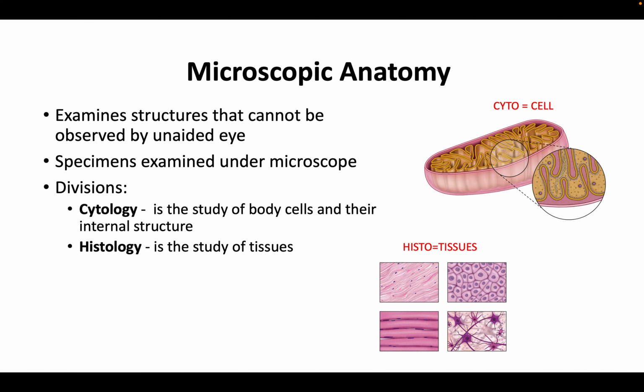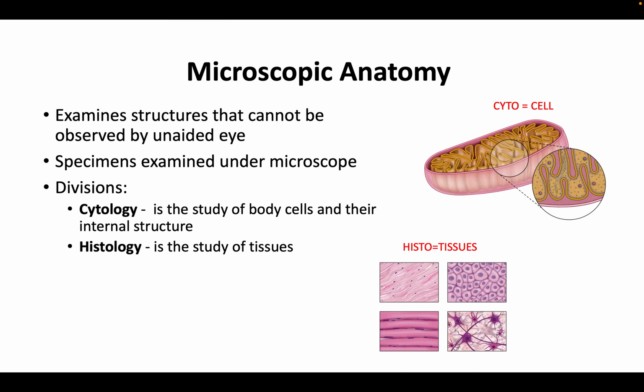All right, so those were all macroscopic, right? So gross anatomy, large scale, right? So obviously the opposite of that is going to be microscopic. So whereas macroscopic or gross anatomy you can view with the unaided eye, right? You can just see it. Microscopic you can't. So generally you have to use a microscope.